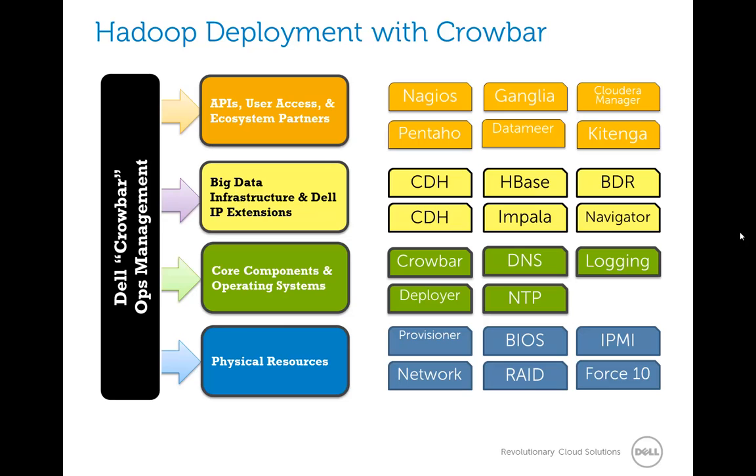fully provisioned system. Crowbar deploys systems in layers, from physical configuration of hardware including RAID and BIOS settings, to operating systems, networking, and operating system services like DNS, logging, and time synchronization. After the operating system is deployed, Crowbar can then deploy the Hadoop infrastructure like CDH, as well as HBase, Impala, Search, and Navigator. Crowbar also deploys core infrastructure monitoring like Nagios and Ganglia, as well as other big data components.